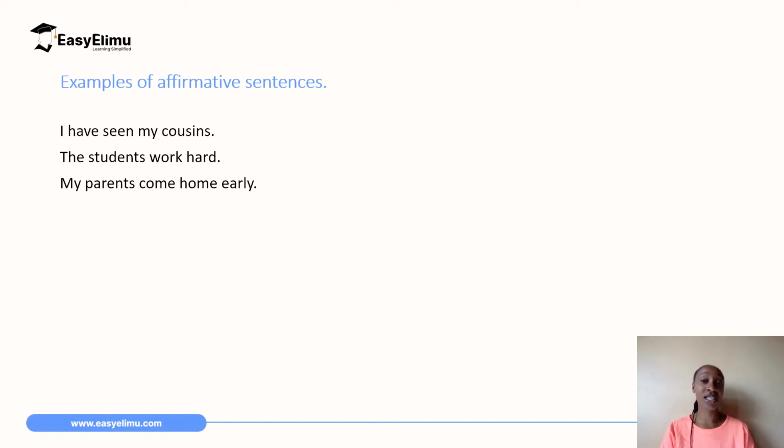All these sentences are relaying positive information. They're giving information in the positive. So these are just a few examples of affirmative sentences.